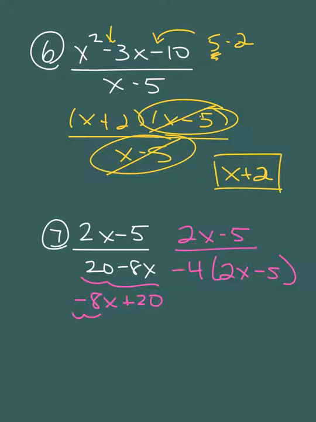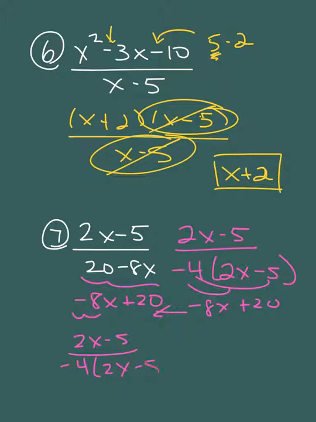Now, if I'm not sure if I did that right, I can kind of go backwards. Negative 4 times 2x gives me negative 8x. And then negative 4 times negative 5 gives me positive 20. That's what I started with, so I know that I'm okay. So let's rewrite what I have again. So I have 2x minus 5 over negative 4 times the quantity of 2x minus 5.